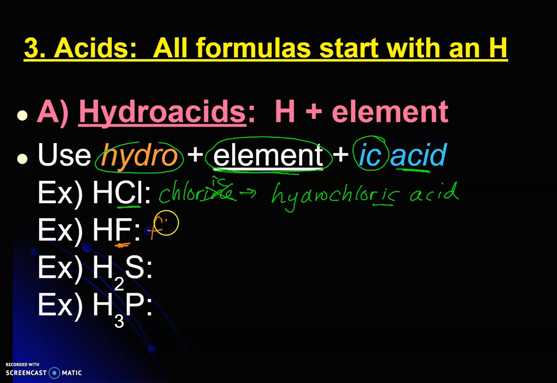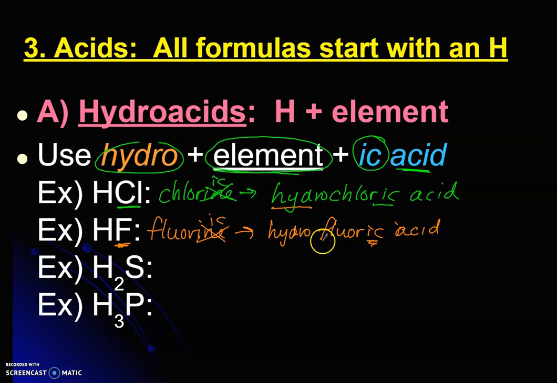All right, HF. Okay, F is fluorine. So we're going to change the ending to fluoric. So add your hydro in there. Hydrofluoric acid. And remember, it's a UO like the flu instead of flour. Fluoride. Fluoric acid.